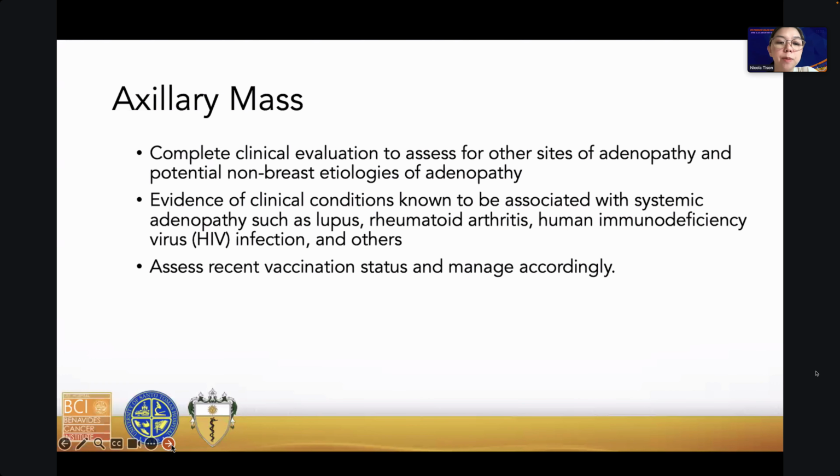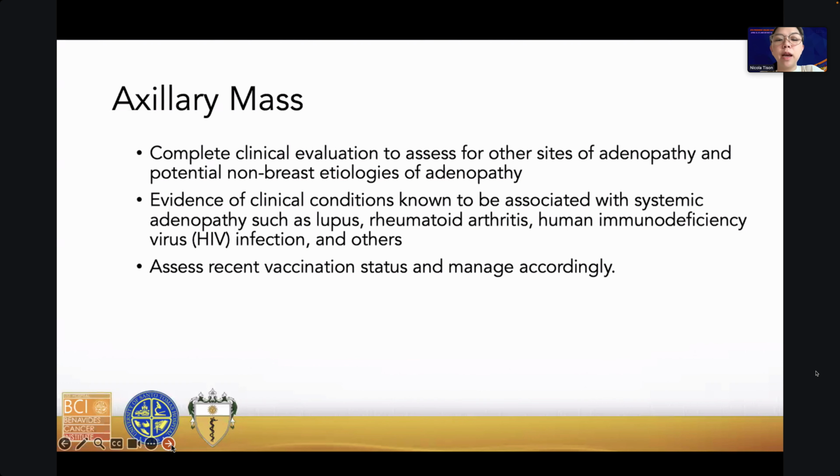Now, when we have patients presenting with an axillary mass, it's important to do a complete clinical evaluation, assess for other sites of adenopathy, the cervical, both axillary and both inguinal areas, and elicit any other potential causes of the adenopathy. In the Philippines, tuberculosis is very common. Lymphoma could be another cause. So you try to elicit B symptoms, fever, chills, night sweats, weight loss, or any evidence of other conditions known to be associated with systemic adenopathy, such as lupus, rheumatoid arthritis, HIV, and others.